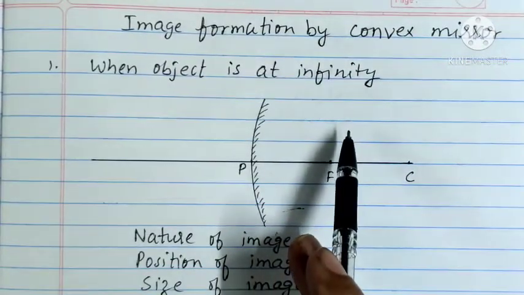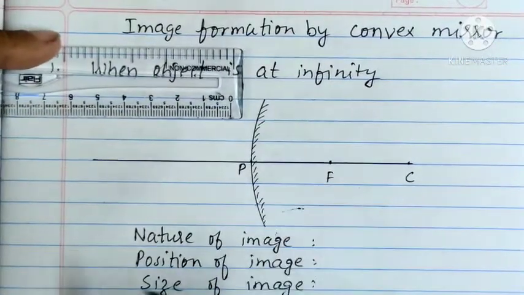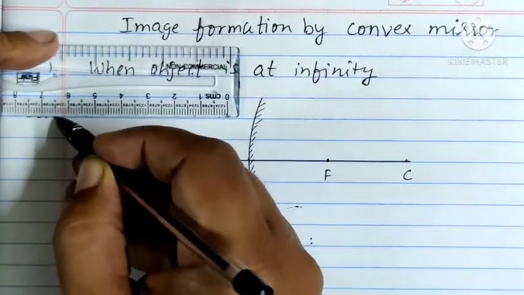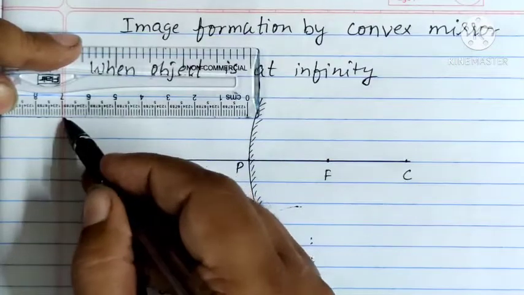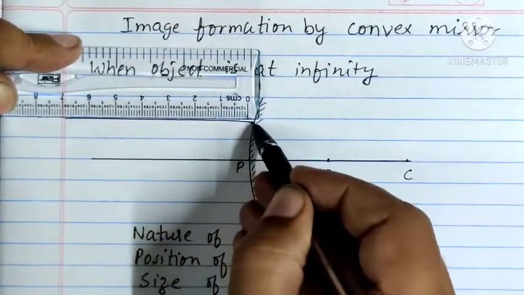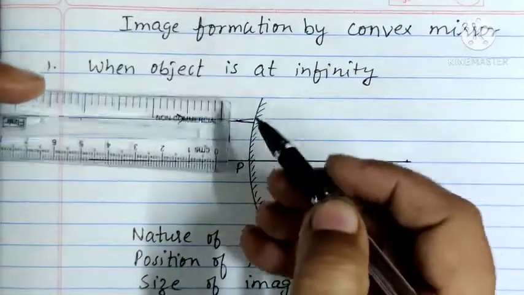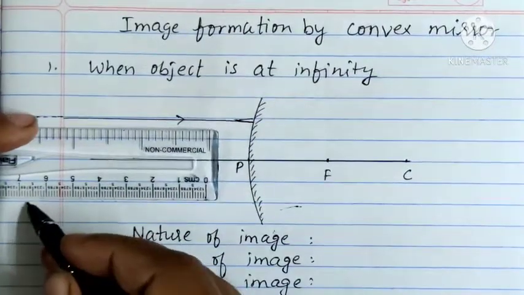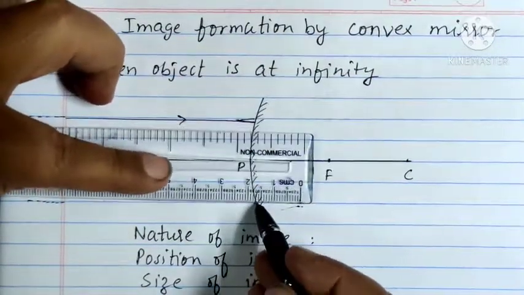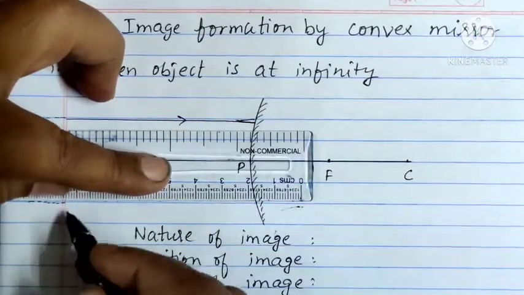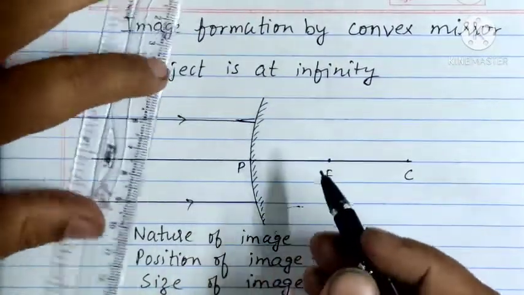The ray of light which is parallel to the principal axis, that is, the object is at infinity. This dotted line shows that the object is at infinity, and this ray is parallel to the principal axis, and another ray is also coming from infinity. These two rays parallel to the principal axis are coming from infinity.